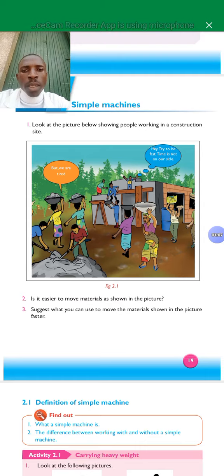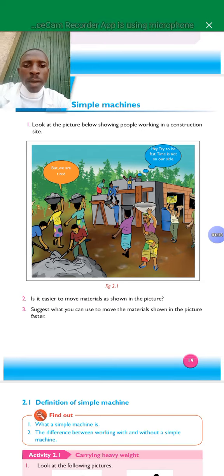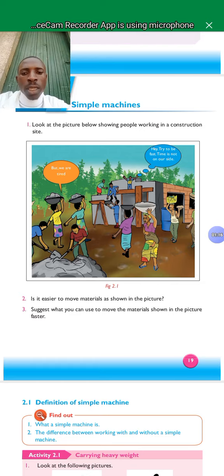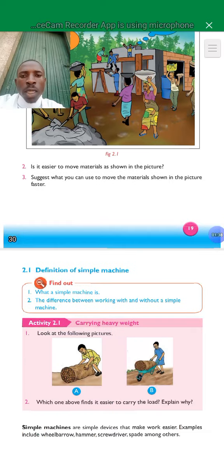This statement shows that they use a primitive method, but if they discover how to use a simple machine, their work will be easier. It is hard to move materials as shown in the picture below because they use the primitive method. They are asked to suggest what they can use to move the materials faster. Here, they must use a simple machine. If they use a simple machine, their work will be easier.